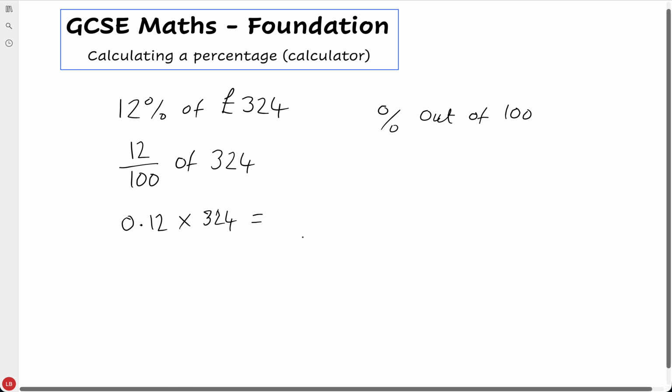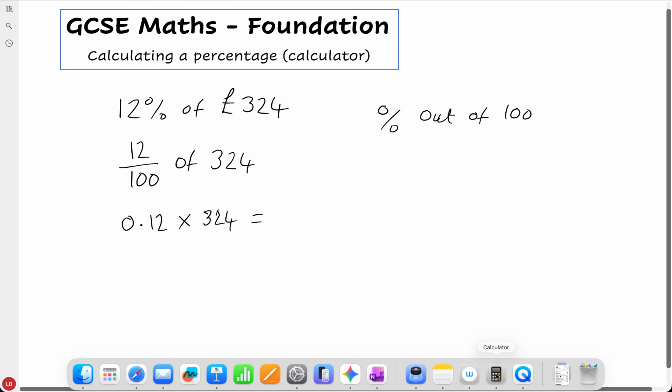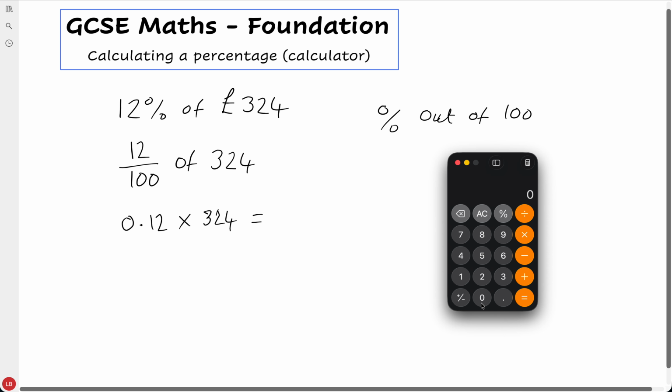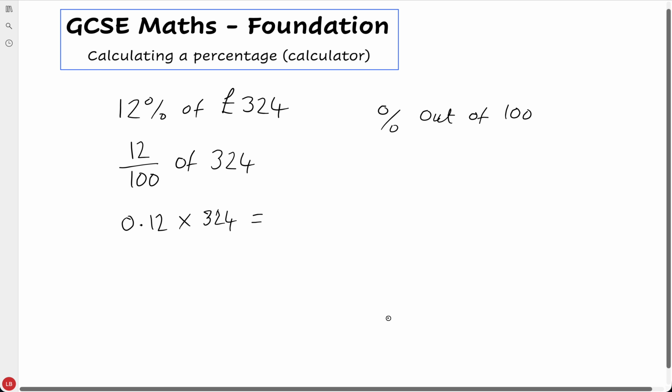And we can put that straight into our calculator. So let's do that. So get my calculator. So it is 0.12, that's your 12% of, so times 324, and we've got our answer. So that's £38.88. Okay, let's write that down then.